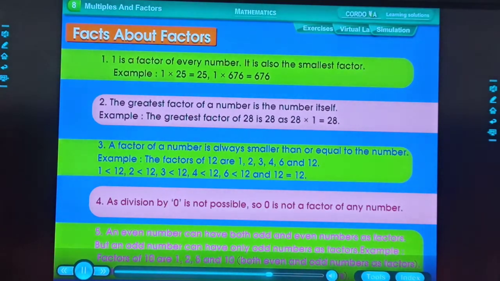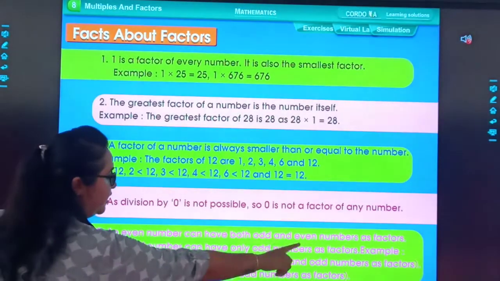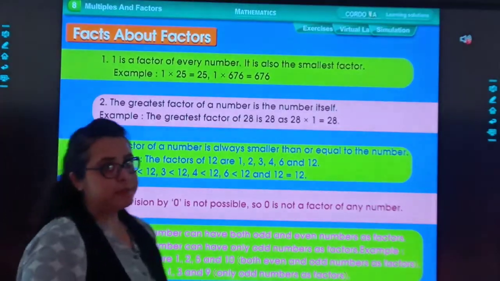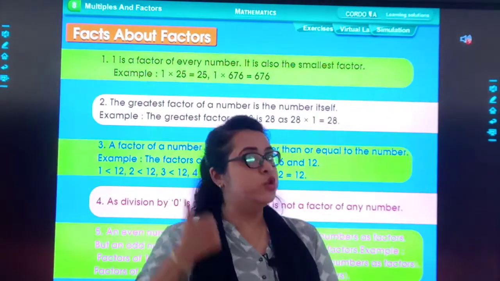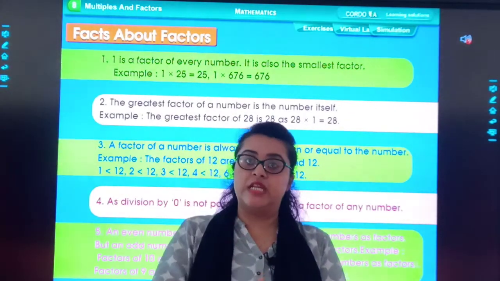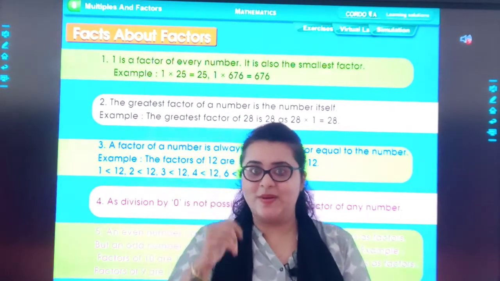An even number can have both odd and even numbers as factors, but an odd number can have only odd numbers as factors. Example: factors of 10 are 1, 2. And an even number can have both odd and even factors, but an odd number can have only odd factors. If it is any even number, its factors can be both odd and even. But when it comes to an odd number, that is 13, 7, then all the factors will be odd numbers only. Okay? It can help you.